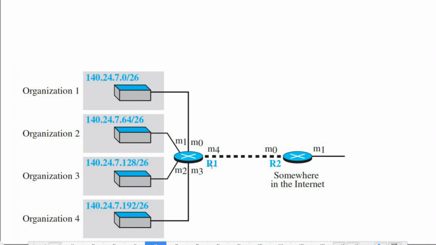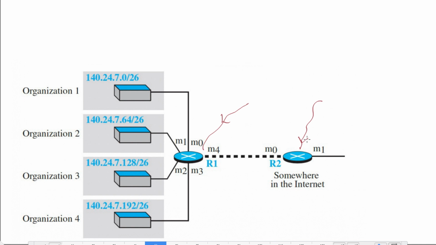Now suppose some packet is coming to R1, from any of the interfaces, either M1, M4, any of the interfaces. So I'm not writing the interface name. Suppose some packet is coming to R1. Then R1 has to decide to which interface it should go, right? Similarly, that is the case for R2.